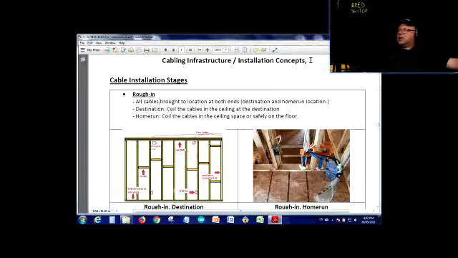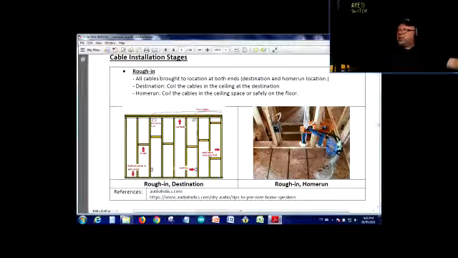In the destination, you coil the cables in the ceiling for the most part. You just don't want them to be damaged when other people are working on their jobs. And at the home run, you coil all the cables in the ceiling space or safely on the floor. Depends, you just have to have them safely tucked away.